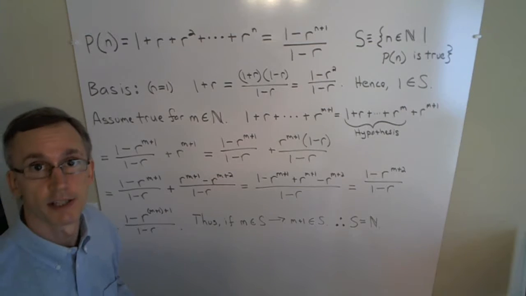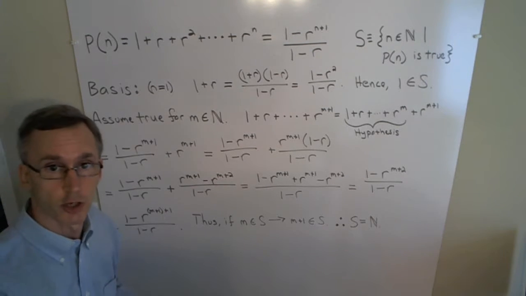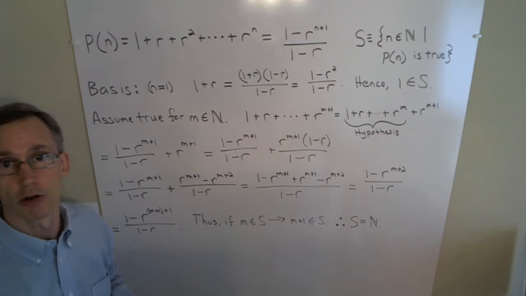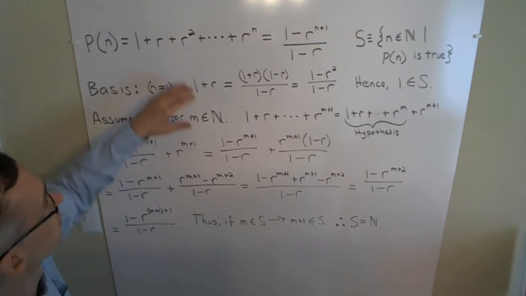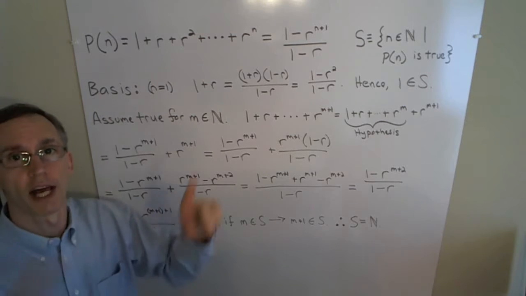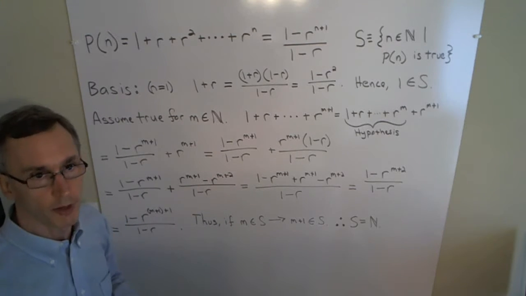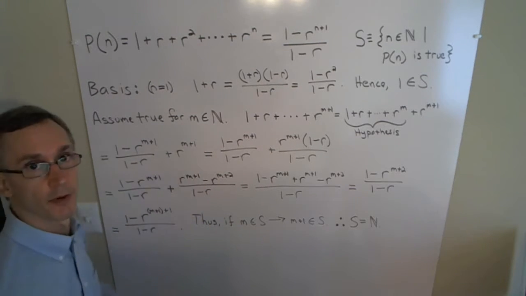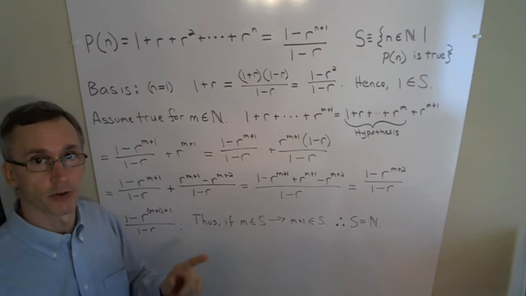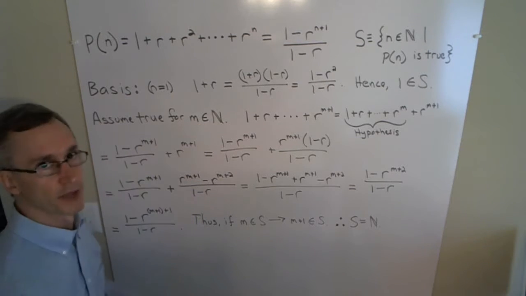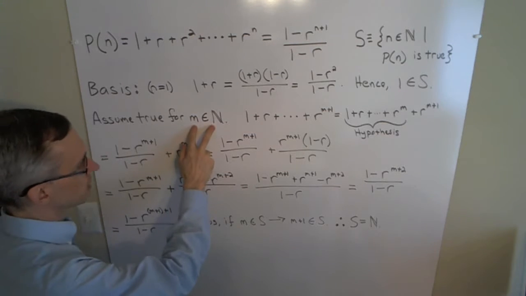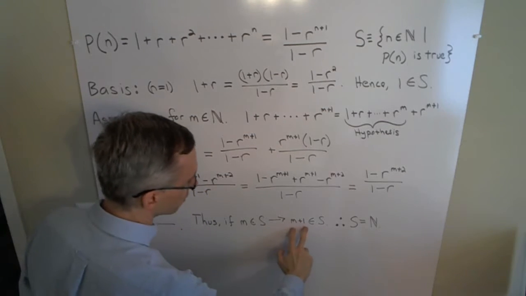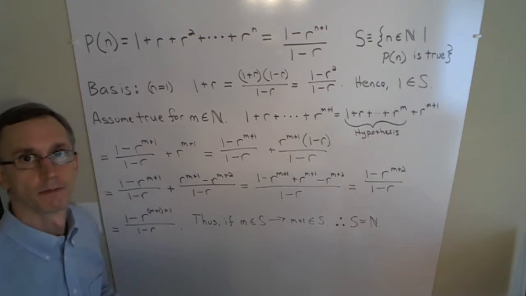There's a common misconception about induction that you're assuming to be true that which you are trying to prove. That is not the case. We're trying to prove that the proposition is true for all natural numbers. We're assuming that it's true for just one natural number. We don't specify the natural number, we leave it as m, but that is one fixed natural number. We then use that to show that it's true for n plus 1.